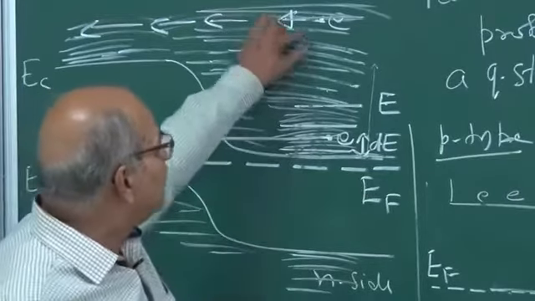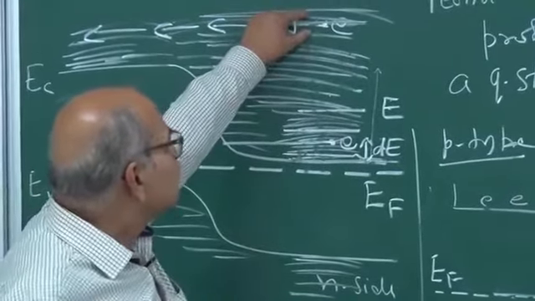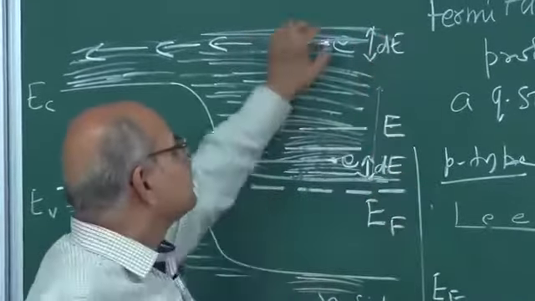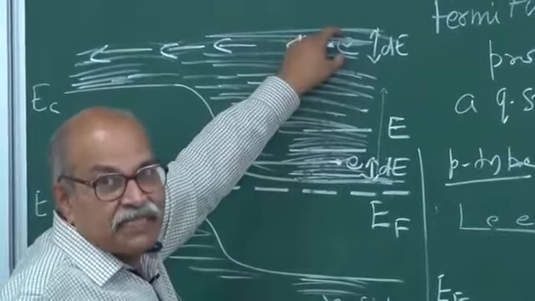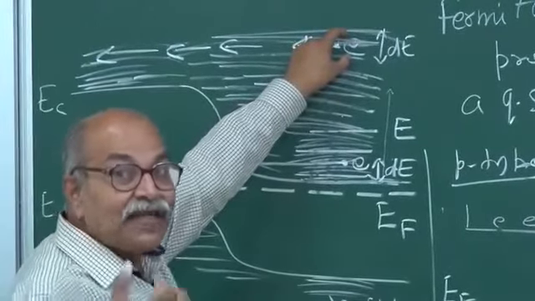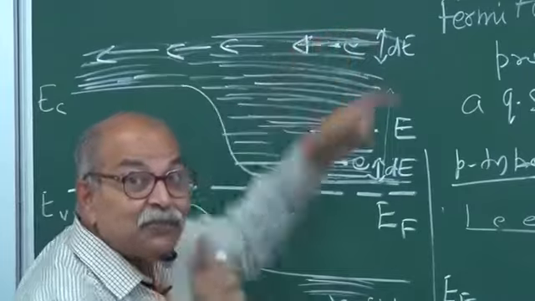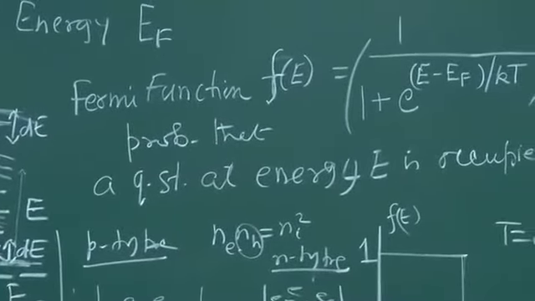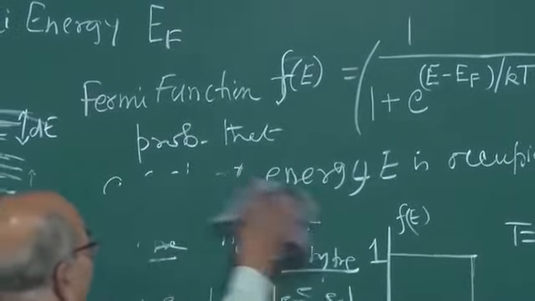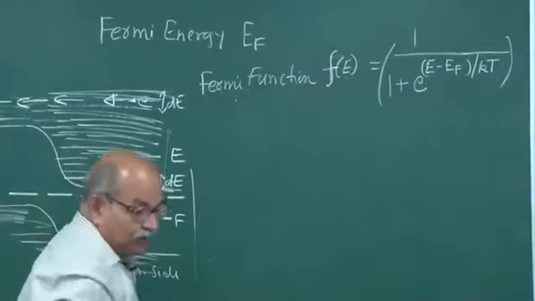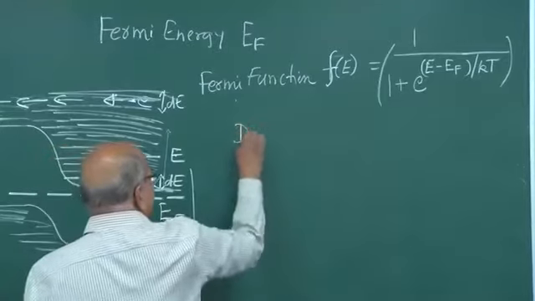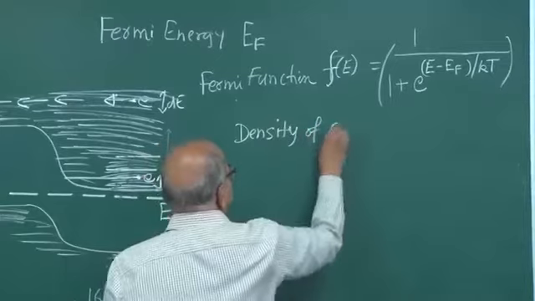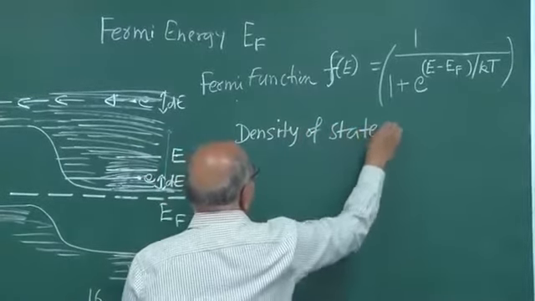Whereas if you go up here, the number of quantum states in this dE is very large compared to this, but the probability is very small. So to get the actual number, you need both things. This is the probability, and another thing which is needed is called density of states. This is another very important concept, density of states.